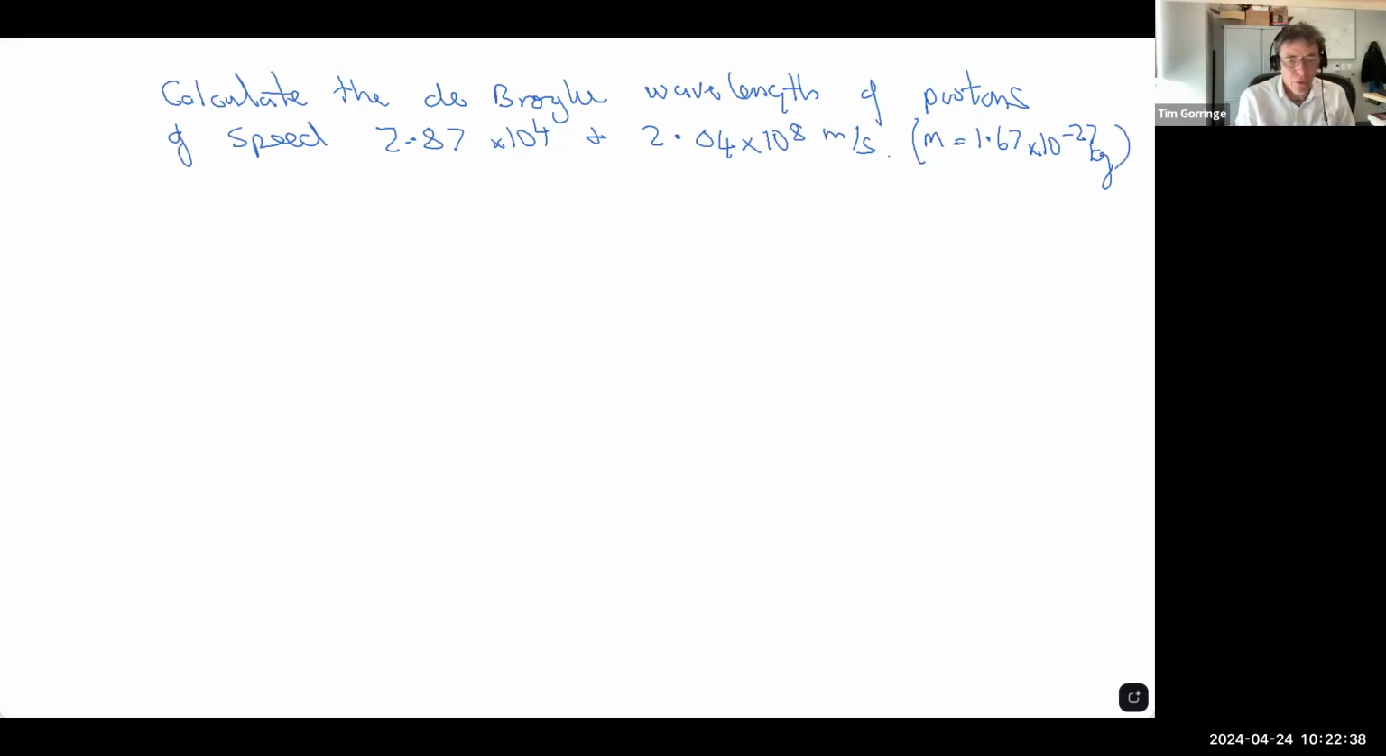Wanted to work through an example of matter waves, in particular the concept that's due to Louis de Broglie that particles like electrons, protons, and neutrons have corresponding matter waves, have wavelengths associated with them. In this particular example, we're asked to think about a proton that's traveling first at a speed of 2.87 times 10 to the 4 meters per second, and then secondly at a speed of 2.08 times 10 to the 8 meters per second. So two very different speeds, and we're going to calculate the wavelengths of the matter waves associated with that proton.